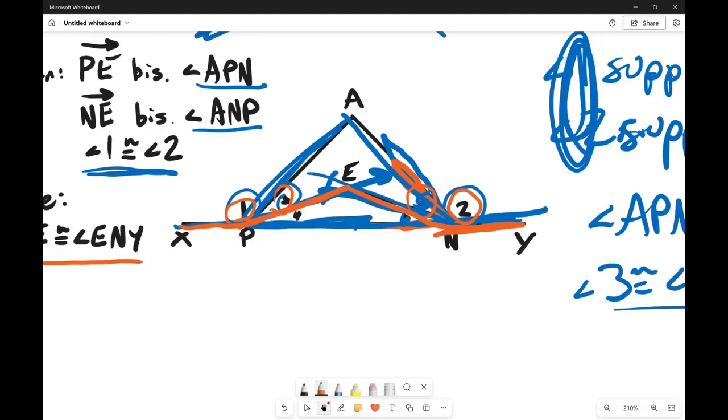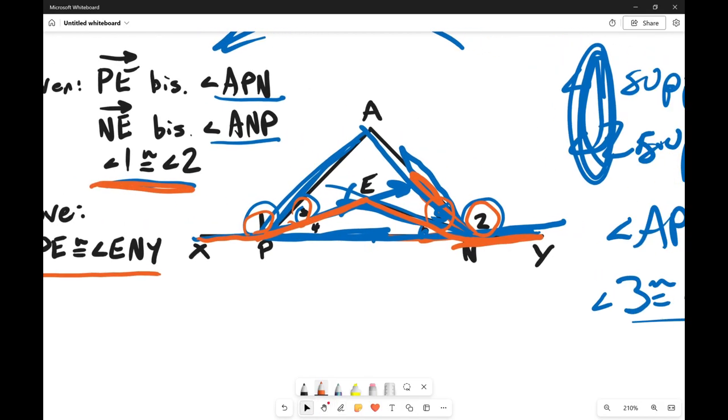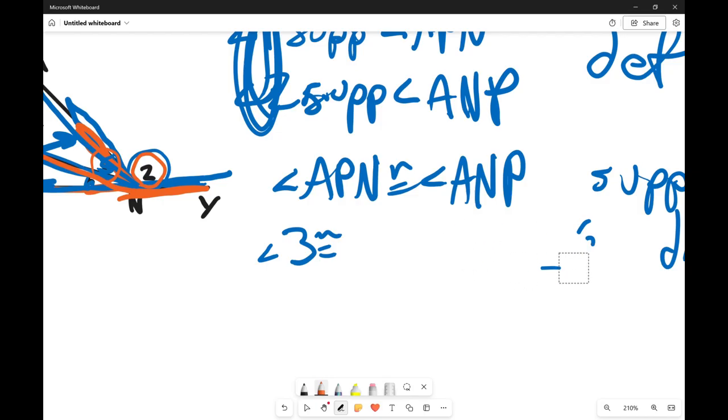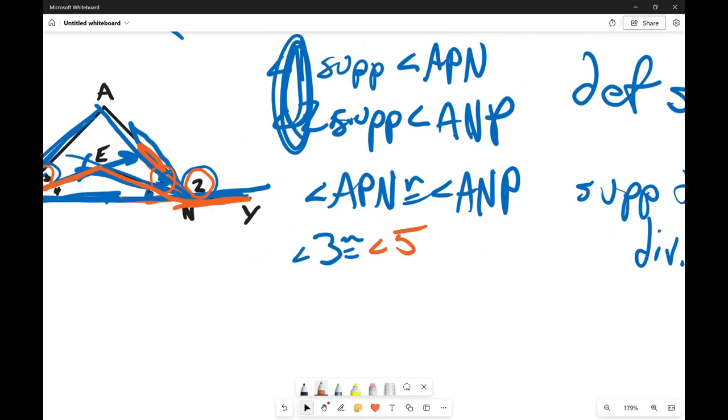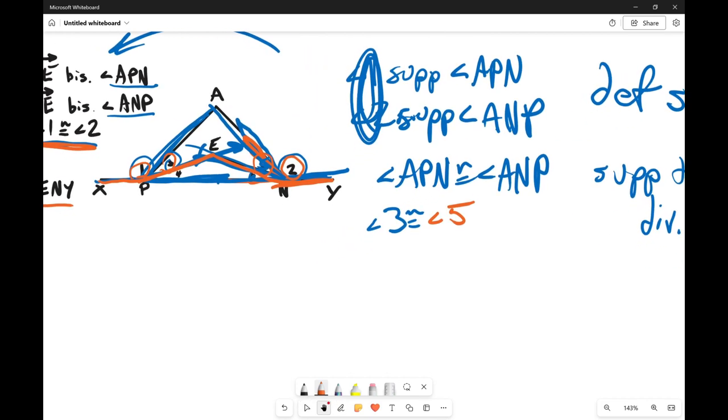We know that 1 and 2 are congruent, because that was in the given here. And we know that 3 and 5 are congruent, and those are going to be the important ones in this case. So all we really need to know is this. Here, I'll just rewrite. Angle 3 is congruent to angle 5. And that was still our division. So really all we need to do now is say that angle XPE is congruent to angle ENY.